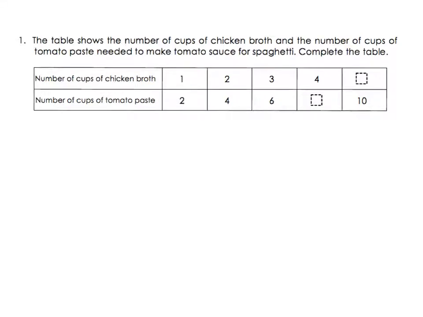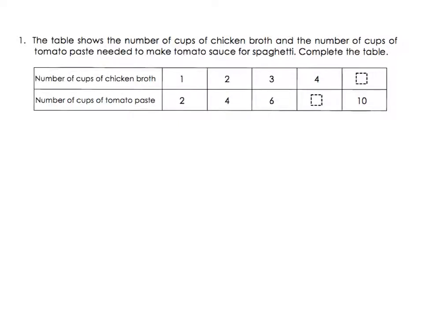Today, in this video, we're going to talk about ratios and how they are used to find portions and wholes by using tables and lists. So for example, what we have here on the screen, the table shows the number of cups of chicken broth and the number of cups of tomato paste needed to make tomato sauce for spaghetti.